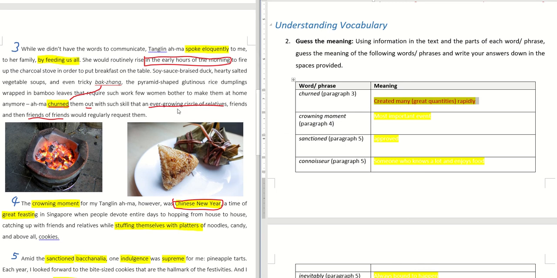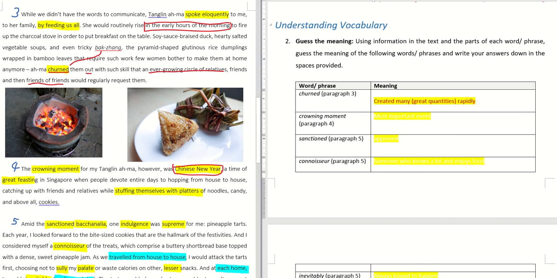Next, another word is crowning moment. The crowning moment for Tangling Ama, however, was Chinese New Year, time of great feasting. So it tells me that it is a very important event. So what does crowning moment mean? It means most important event.